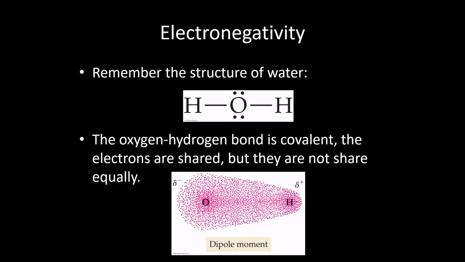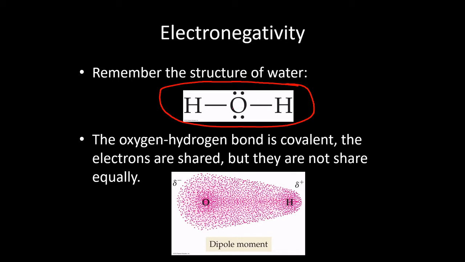The reason for this is if we look at water for an example here. Water has this structure where we have an oxygen in the middle and two hydrogens bonded to it. This bond between the oxygen and the hydrogen is what's called a covalent bond because, again, these are all nonmetals. And in covalent bonds, if you remember, electrons are shared between the atoms participating in the bond. So the oxygen is sharing electrons with the hydrogen, and the hydrogen is sharing electrons with the oxygen.